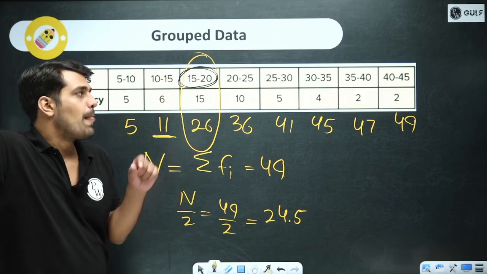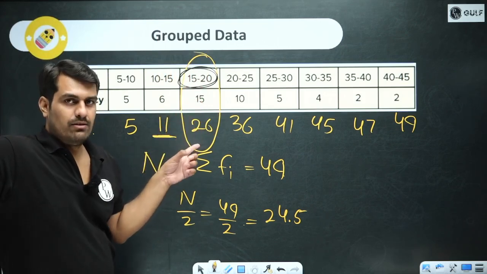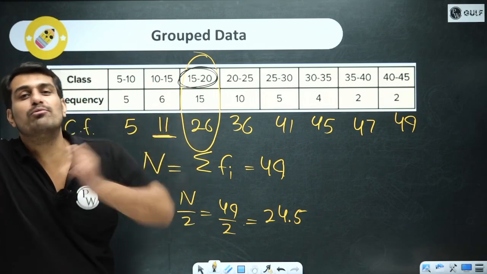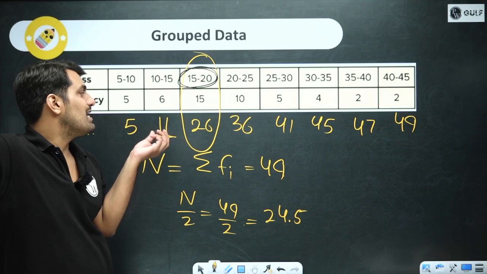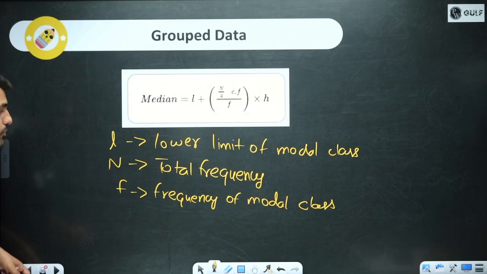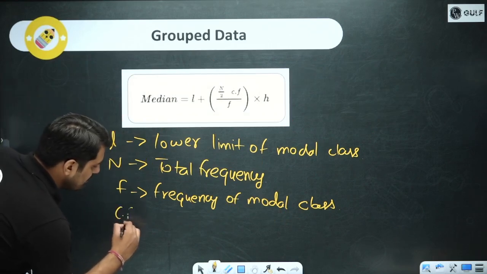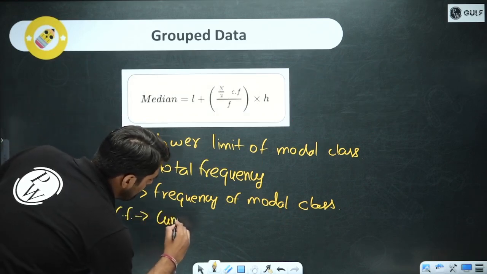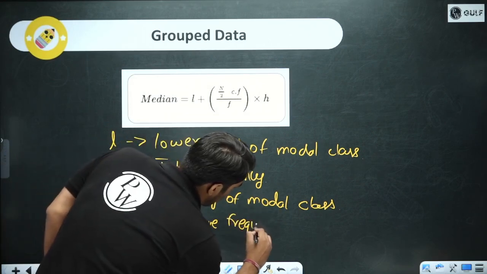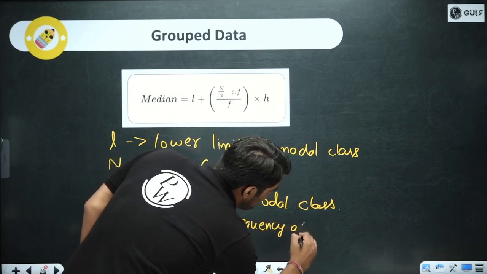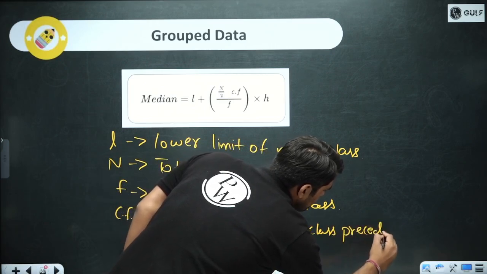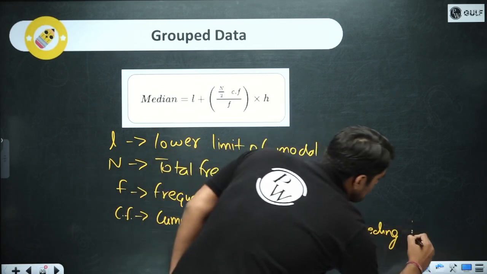Repeating once again, frequency will be considered of the modal class. Cumulative frequency will be considered of the class preceding the modal class. So this is the class preceding the modal class, and over here the cumulative frequency is 11. So 11 will be considered. So what I am going to write for CF? CF is cumulative frequency of class preceding the modal class.